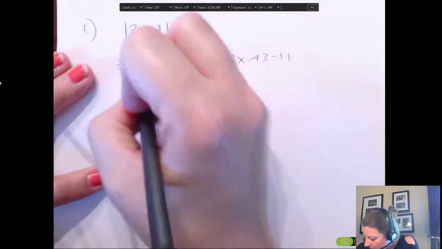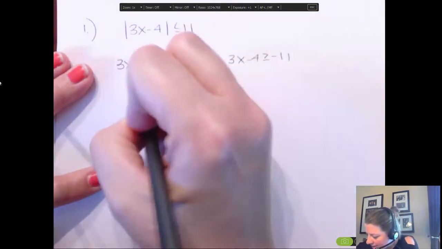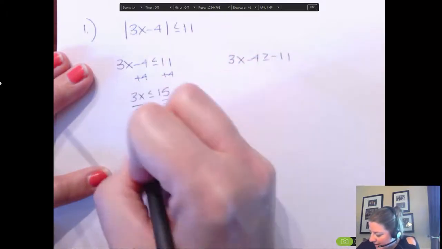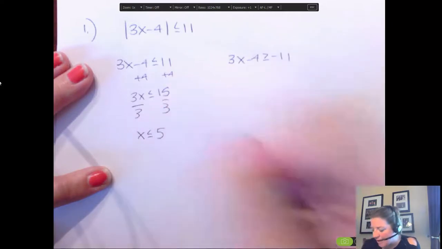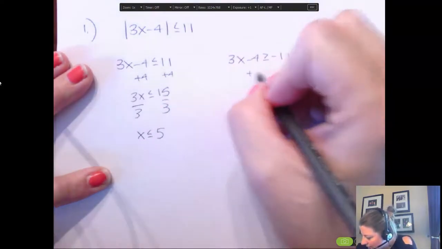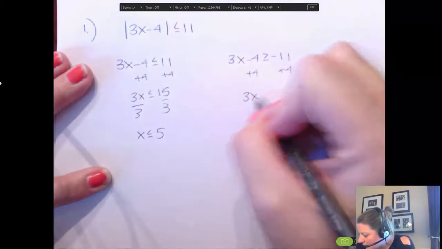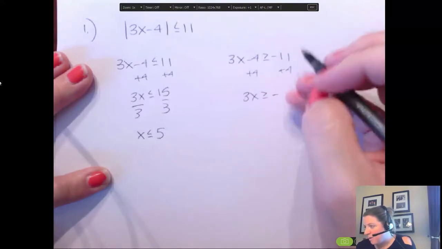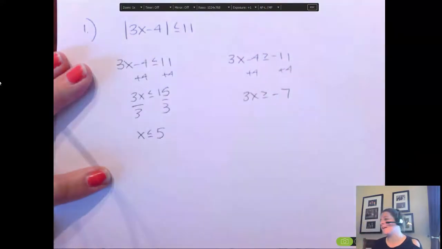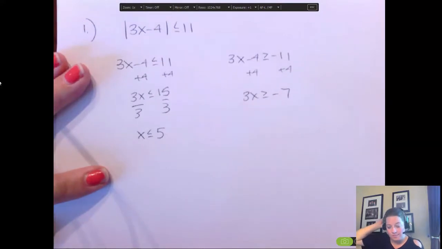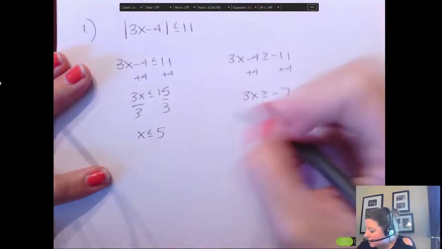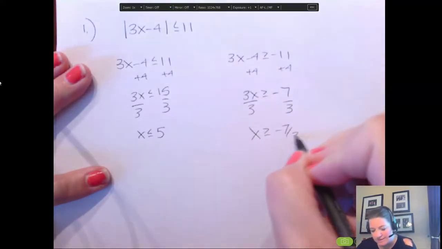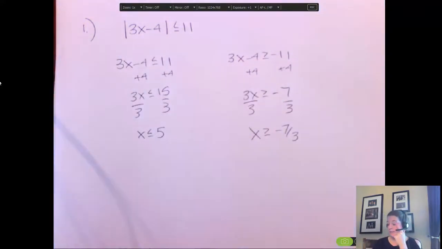Okay, so add the 4, and I get 3x is less than or equal to 15. Divide by the 3, and I get x is less than or equal to 5. Same process over here. Add the 4. So 3x is greater than or equal to negative 11 plus 4, so negative 7. Then divide by 3, and x is greater than or equal to negative 7/3.